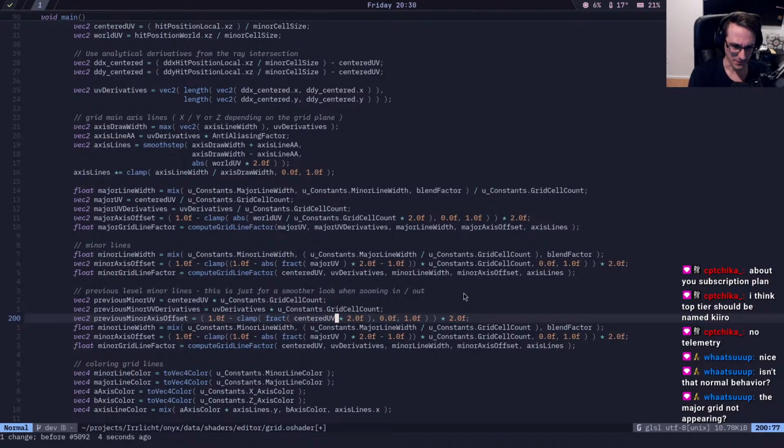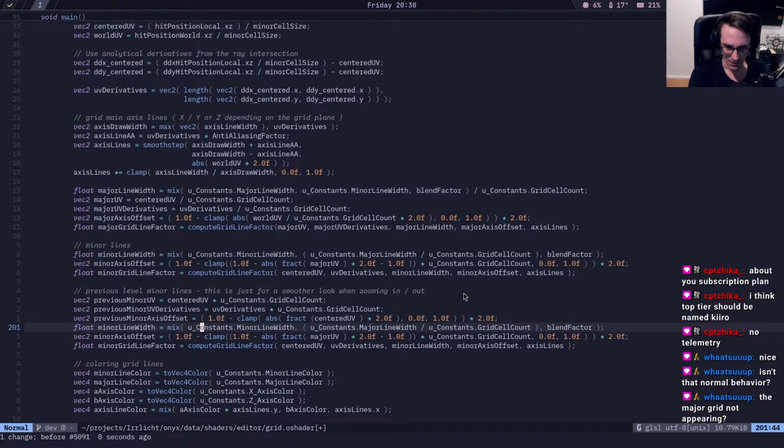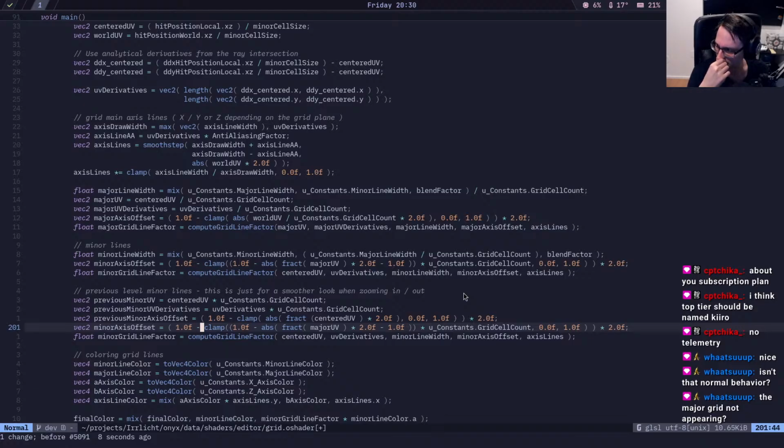Oh, actually, sorry. Like that. And we clamp here, then we do this. That's fine. And we don't need anything with the line width, I think. That's fine. I don't think we need to blend the line width in this case.